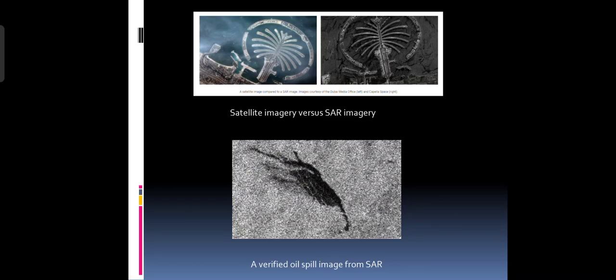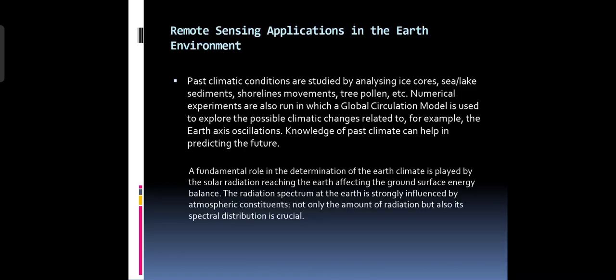This is a satellite imagery versus SAR imagery. Then a verified oil spill image from SAR. And remote sensing applications in Earth environment. Past climatic conditions are studied by analyzing ice cores, sea or lake sediments, shoreline movements, tree pollen, etc. Numerical experiments are also run in which global circulation models are used to explore the possible climatic changes related to, for example, the Earth axis oscillations. Knowledge of past climate can help in predicting the future climate.